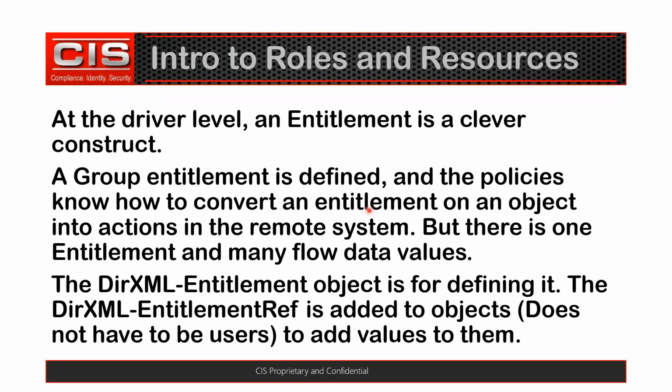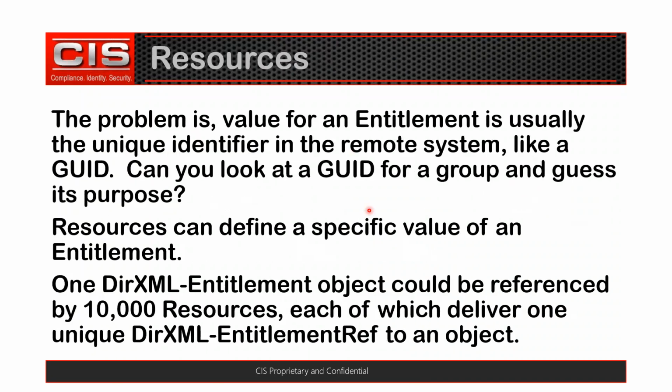So there's a DirXML entitlement object, which defines the entitlement, and there's a DirXML entitlement ref attribute, which gets added to objects. It doesn't just have to be users. The problem is, the entitlement value is usually a unique identifier, like a GUID. Can you look at a GUID and tell me what it means? I can't. And they're different in every system, so they're necessary, but they're not helpful.